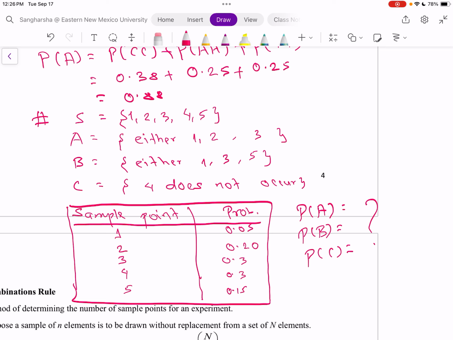Are we just adding the probabilities for the choices? That's right. For event A, you add the probabilities of 1, 2, 3, from the table. Okay. Thank you.